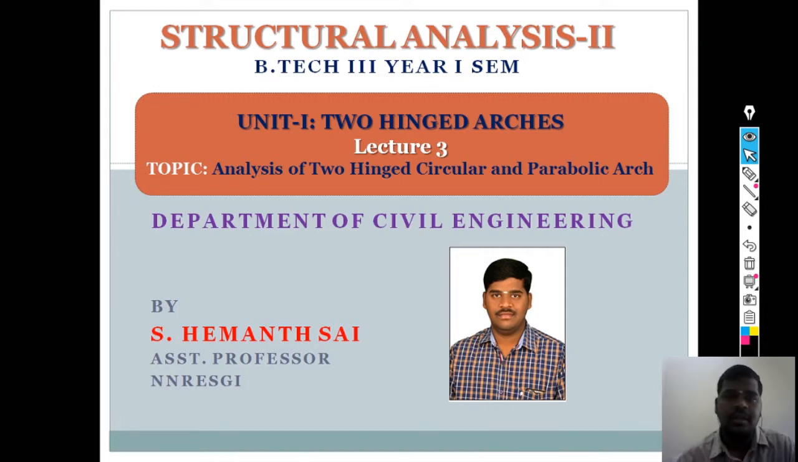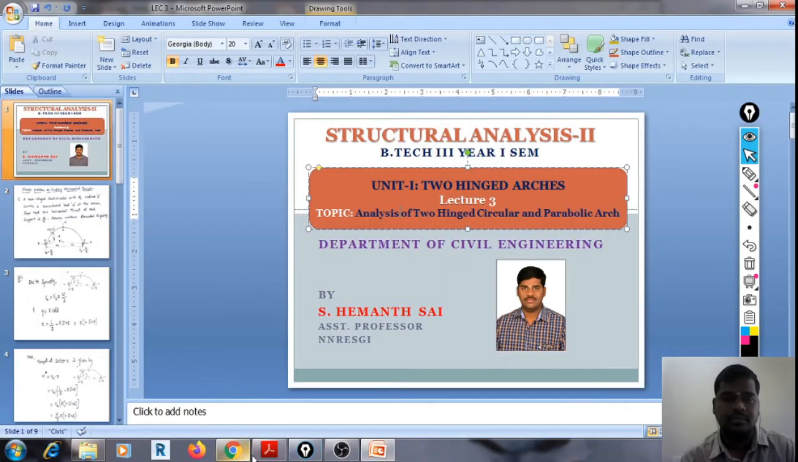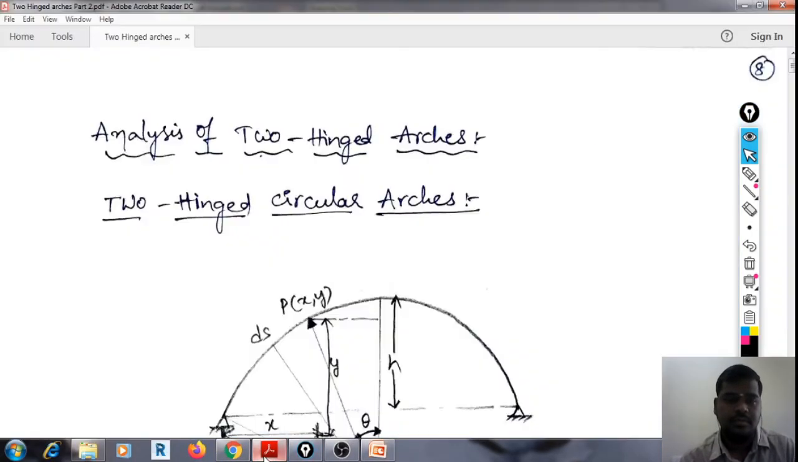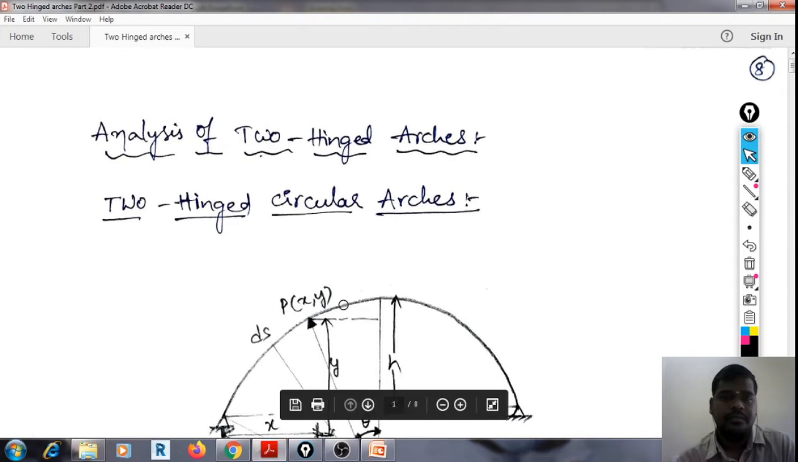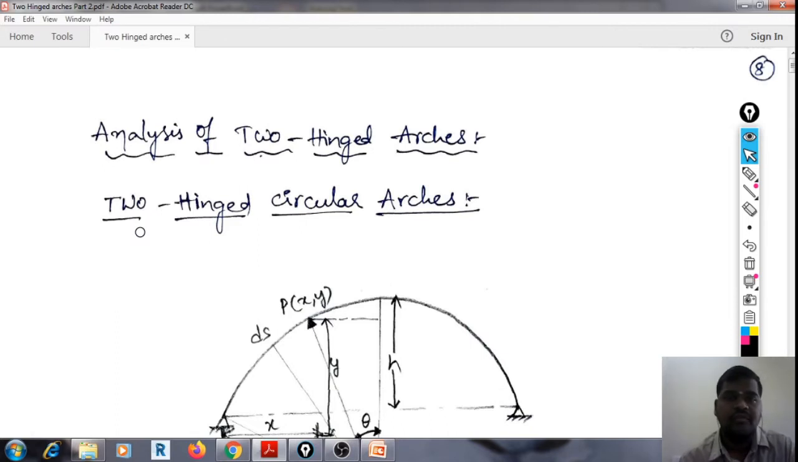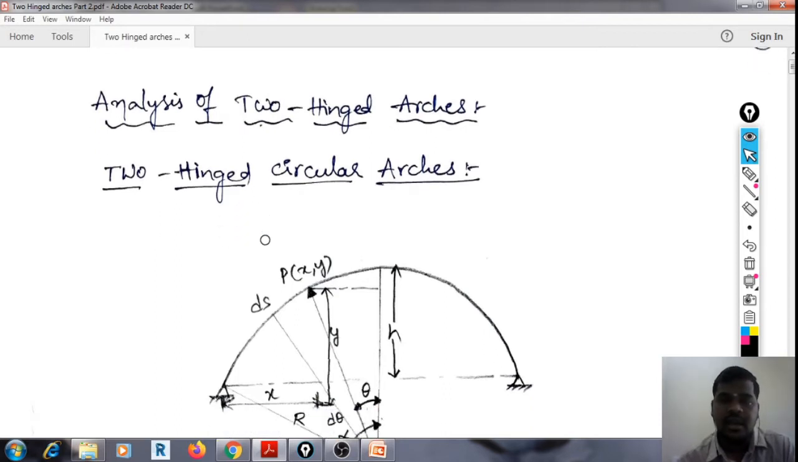In lecture 3, analysis of two-hinged circular and parabolic arches are studied. So coming to the topic in the lecture, the analysis of two-hinged arches. The very first thing is the two-hinged circular arch is analyzed.